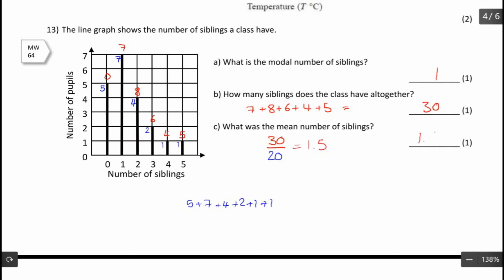And that sounds about right for the average number of siblings. I know you can't have 1.5 siblings, and if you did, that would be quite messy, but mean averages can be decimals. It still tells us something.